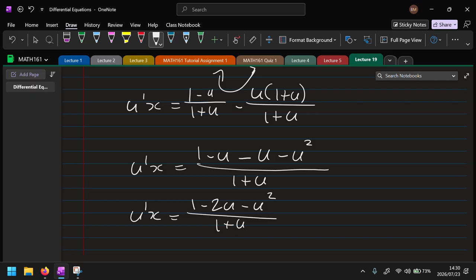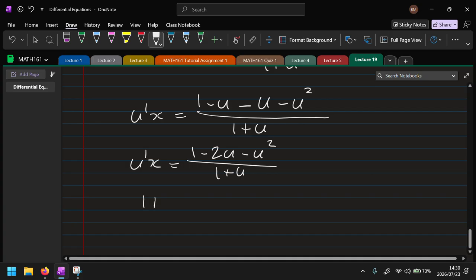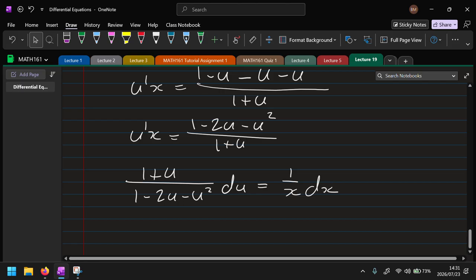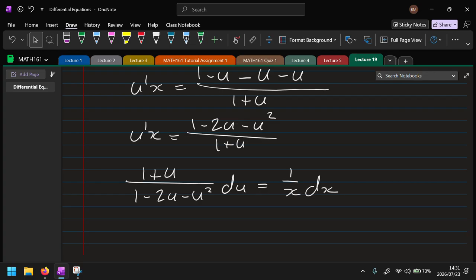Okay, so now that it's a single fraction, we can take it over to the other side. We get all the u stuff on the one side and all the x on the other side. So this becomes 1 plus u over 1 minus 2u minus u squared du. So all of the u stuff on the left and all of the x on the right. Okay. So again, u on the left, x on the right. We're missing the integral sign, so let's put that in. And whenever we integrate, we need a plus c. Okay. So we have something like that.